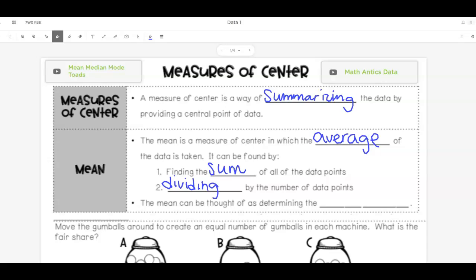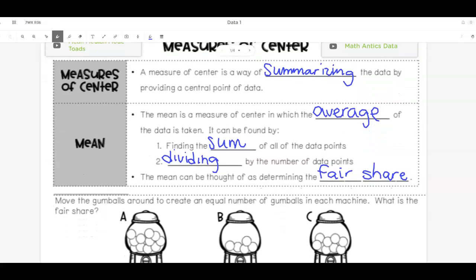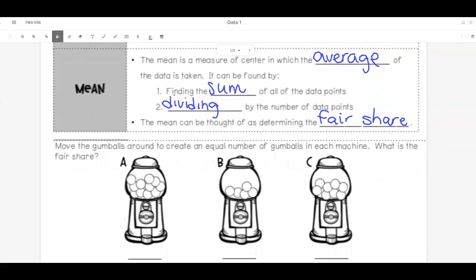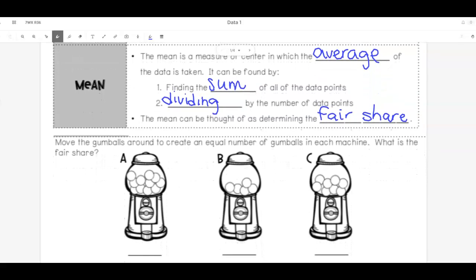The mean can be thought of as determining the fair share. Like everyone gets the same amount, they get the fair share. So what I want you to do is count up the number of gumballs in each gumball machine without blurting any answers and write the totals underneath. Count up the bubble gums, write the totals.